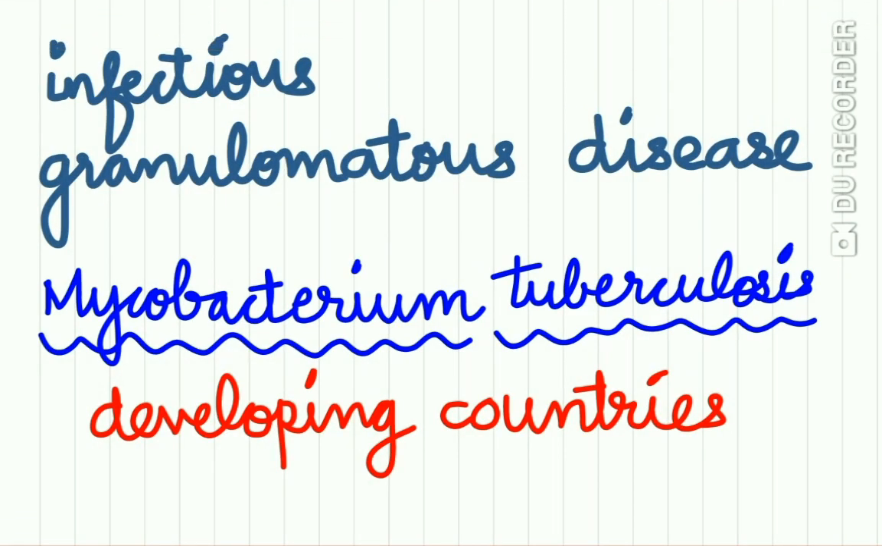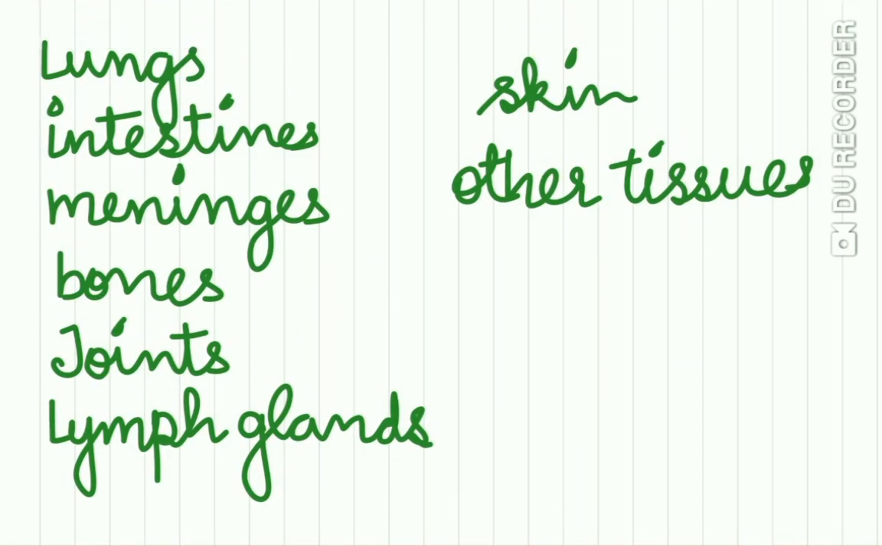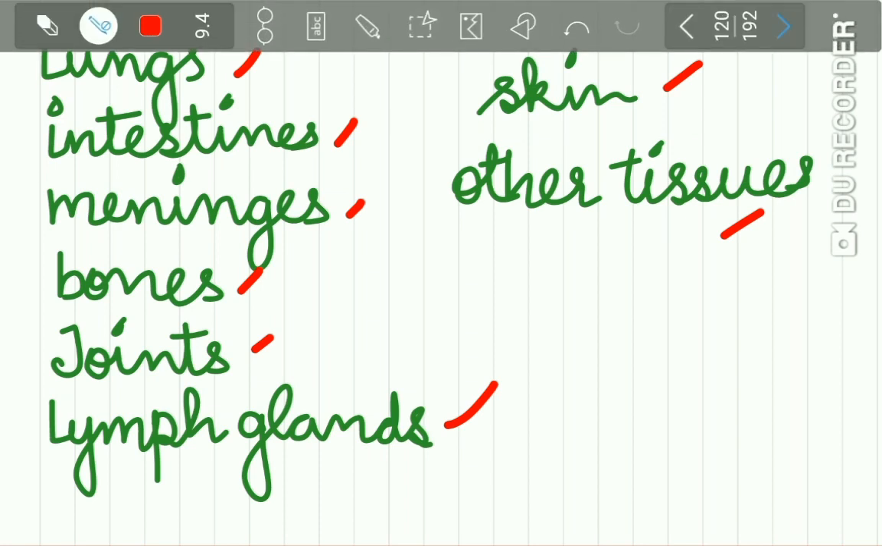tuberculosis is a specific infectious granulomatous disease caused by Mycobacterium tuberculosis, and it remains a major health problem in the developing countries of the world like India. The most affected organs by tuberculosis are the lungs, intestines, meninges, bones, joints, lymph nodes, skin and other tissues.